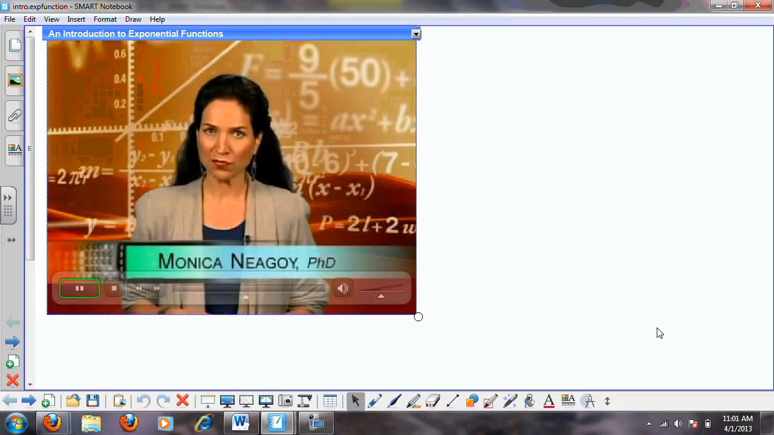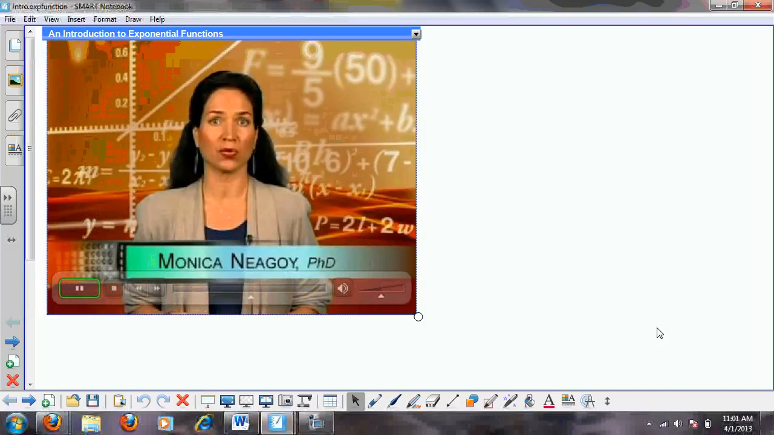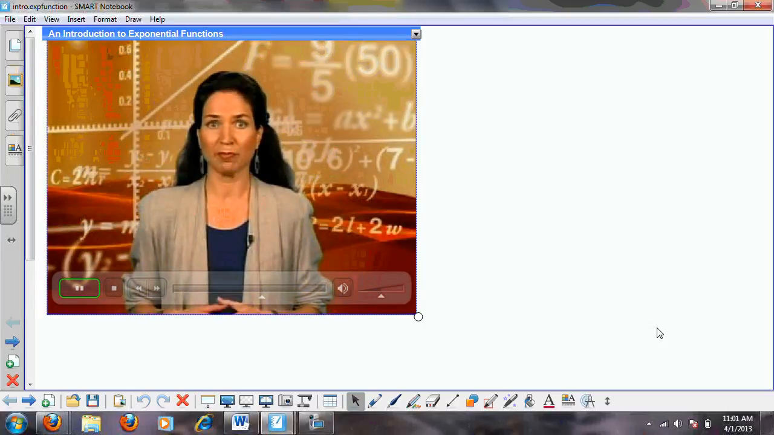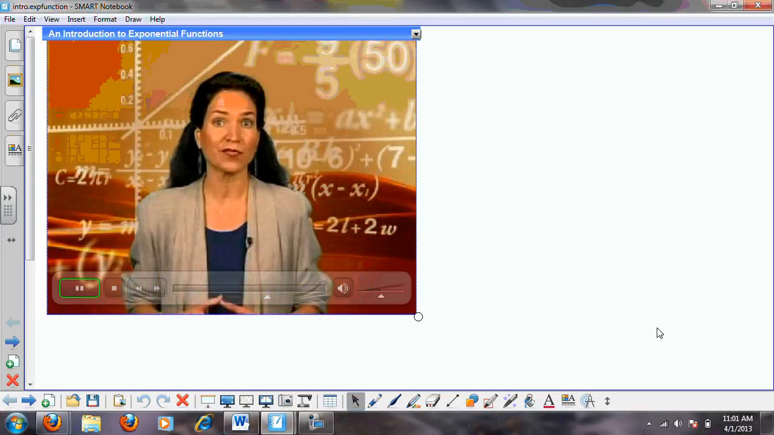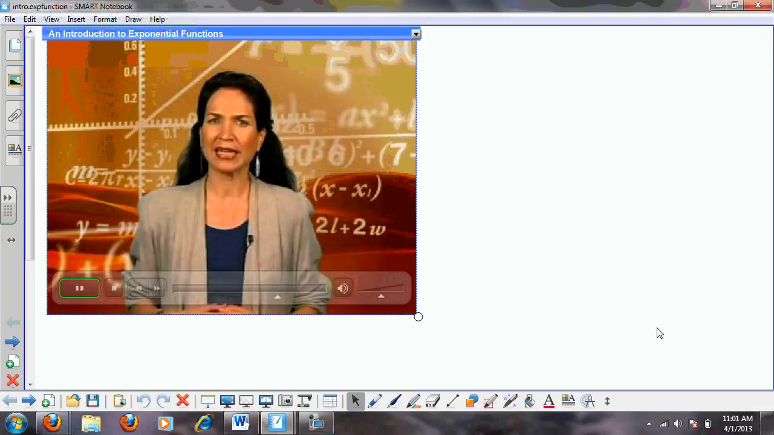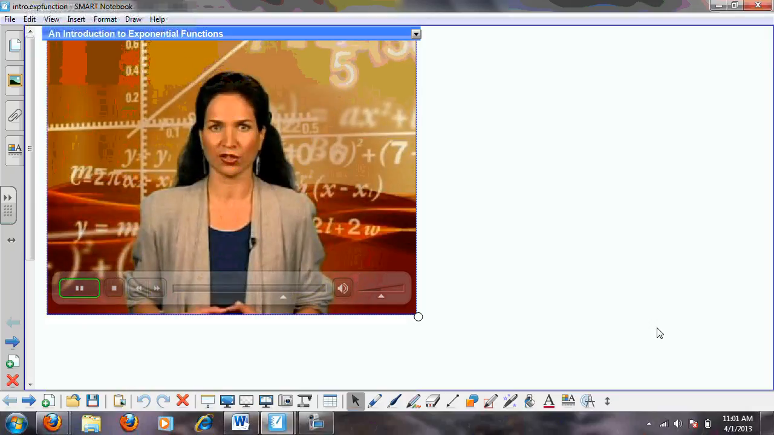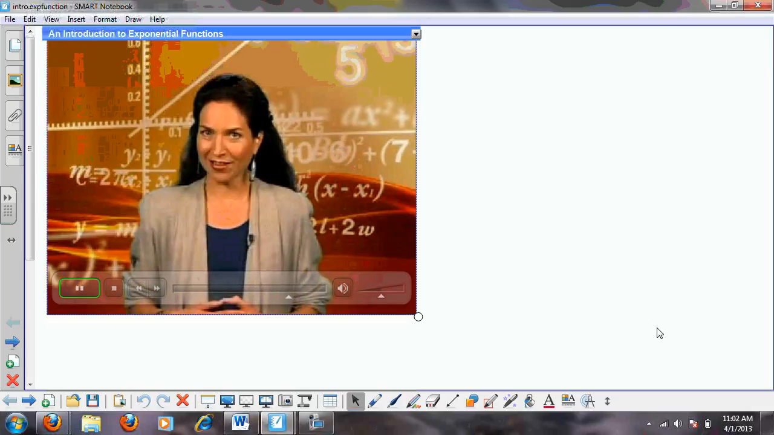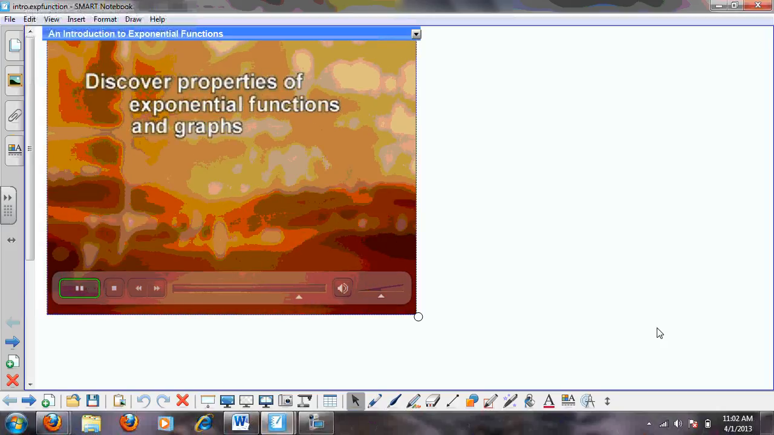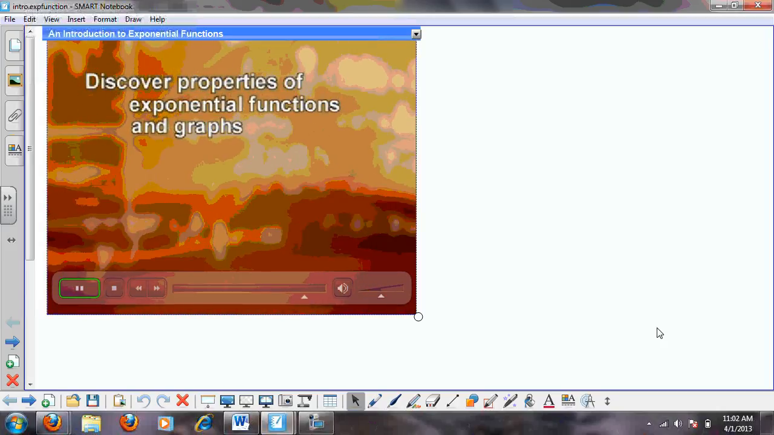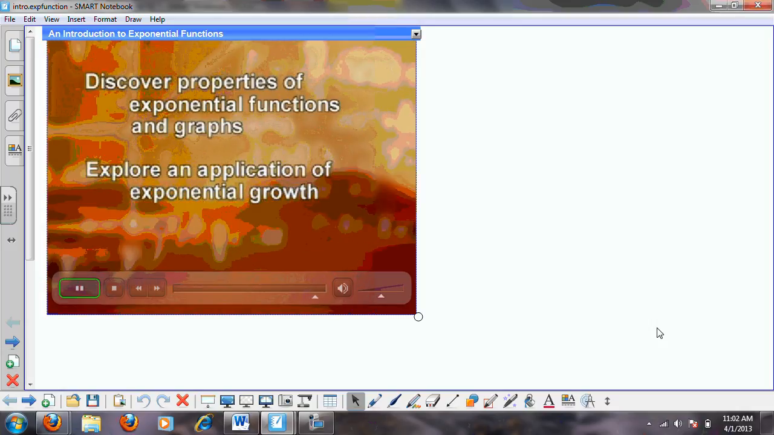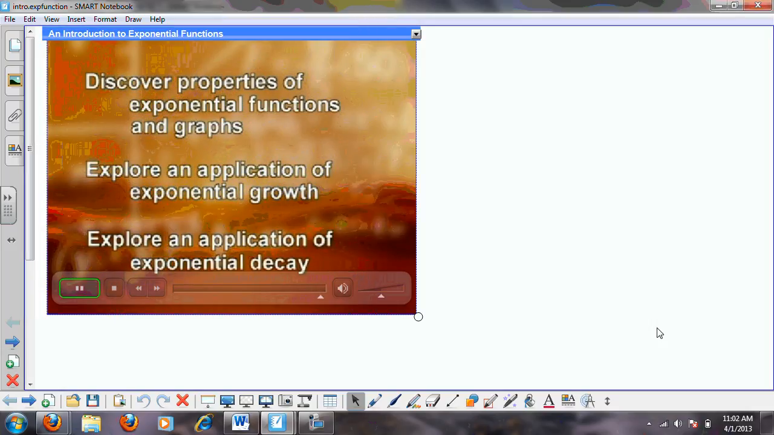Indeed, exponential functions are used to describe those and other interesting processes in fields such as chemistry, biology, physics, economics, and finance. We'll delve into some of those applications, but first, let's become acquainted with these functions. And the graphing calculator can help us. We'll discover properties of exponential functions and graphs, explore an application of exponential growth, and an application of exponential decay.